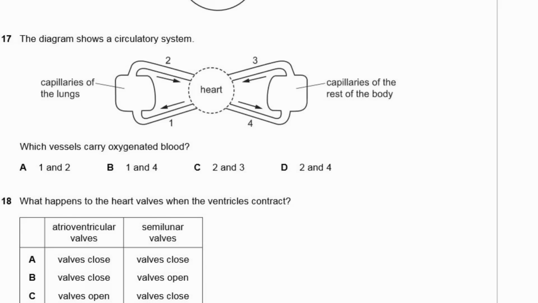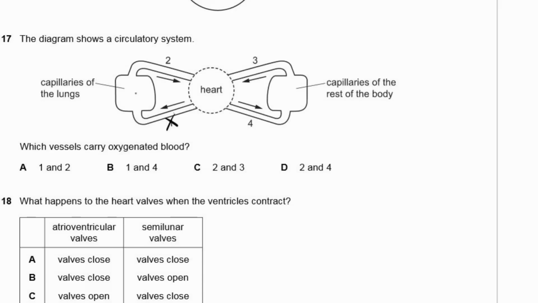Question 17. The diagram shows a circulatory system. Yeah, so a double circulatory system, one of ours, not a fish. Which vessels carry oxygenated blood? Okay, so we have the heart. The blood goes from the heart to the lungs. Why does it go from the heart to the lungs? Because it doesn't have oxygen, so it's not there.